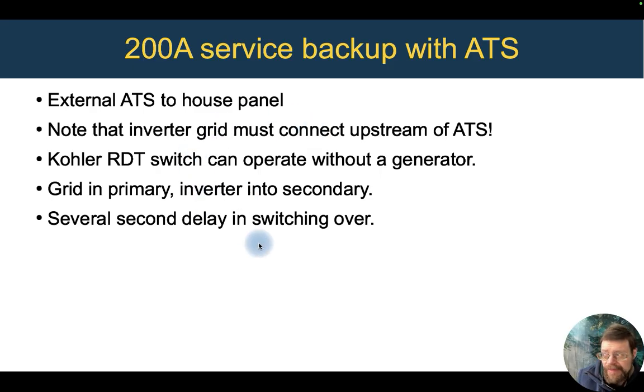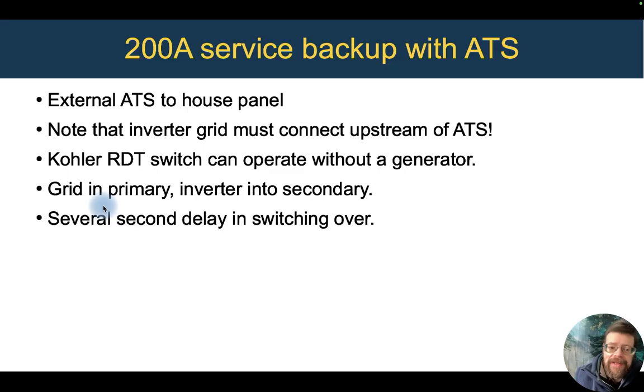So that can have some complications depending on the exact service. Like I said, the Kohler RDT switches are one that can operate without a generator. There's a lot of transfer switches out there that have to be paired with a specific generator, and those are not going to work when being used with an inverter system like ours. But there are some that are essentially independent and can be used with any two power sources to switch between them. In this case, we're running the grid into the primary and the inverter into the secondary, just like you normally would with the transfer switch.